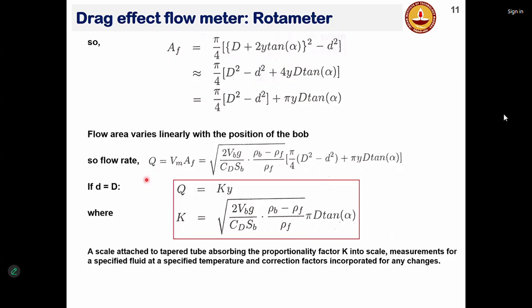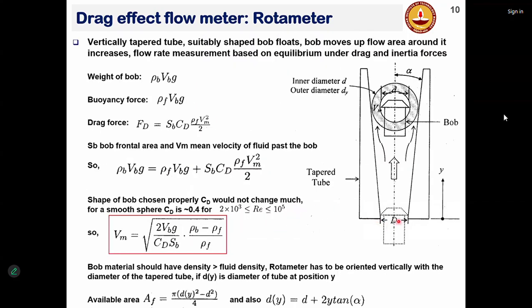Now, if your d becomes equal to D, you can design this, right? So then this term vanishes. So you have flow rate can be simply pi y d tan alpha. So pi into d tan alpha can be written as k, and into this term, it can be written as k. So Q will be some constant times y. So this validates our hypothesis that as the flow rate increases, the position of the bob would increase linearly.